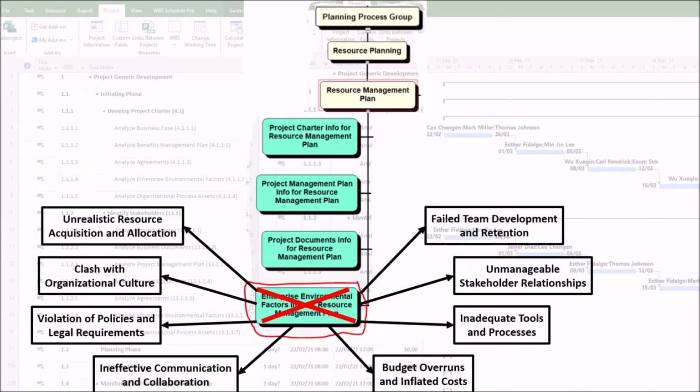8. Failed team development and retention. The harm here is not being able to build or keep an effective team. For example, a plan includes intense periods of overtime. However, the analysis of the enterprise environmental factors fails to detect that the company has a strong work-life balance culture and that previous projects failed due to team burnout. Top talent refuses to join your project, and those who do quickly leave.